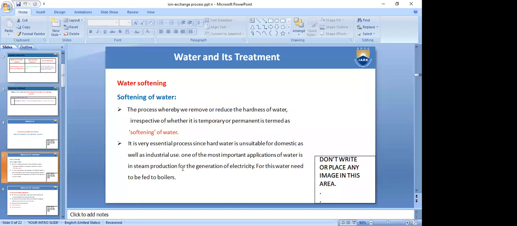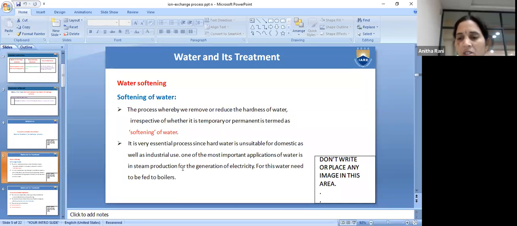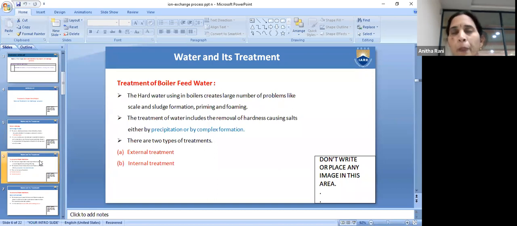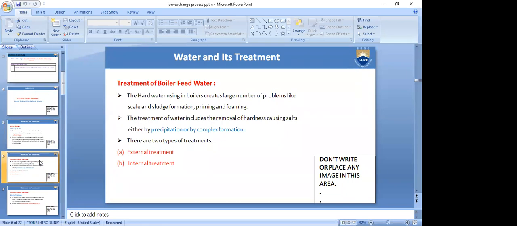So it is compulsory to go for treatment of water, either external treatment or internal treatment, because we cannot use hard water for domestic or industrial purposes. Especially, we use water in boilers for steam generation, and that steam is used to produce electricity. So in boilers we have to use only soft water, otherwise we get problems in boilers, like boiler corrosion. The boiler is made of iron, so we get corrosion.